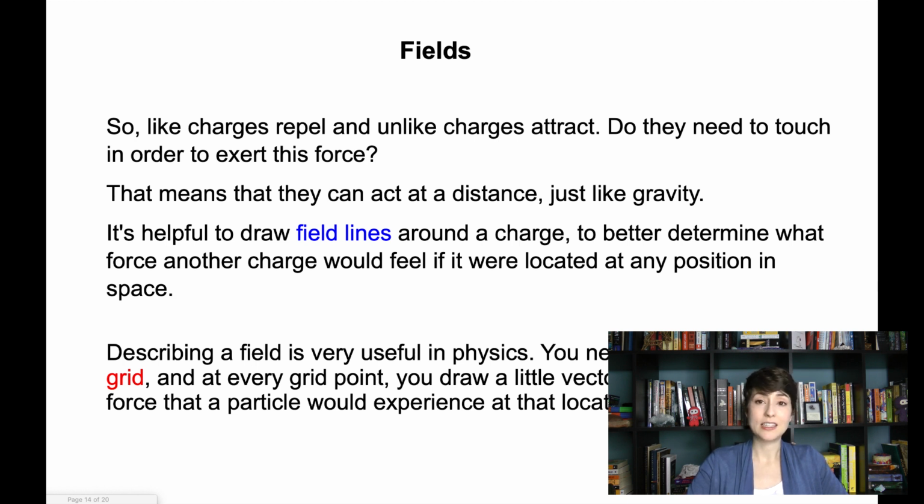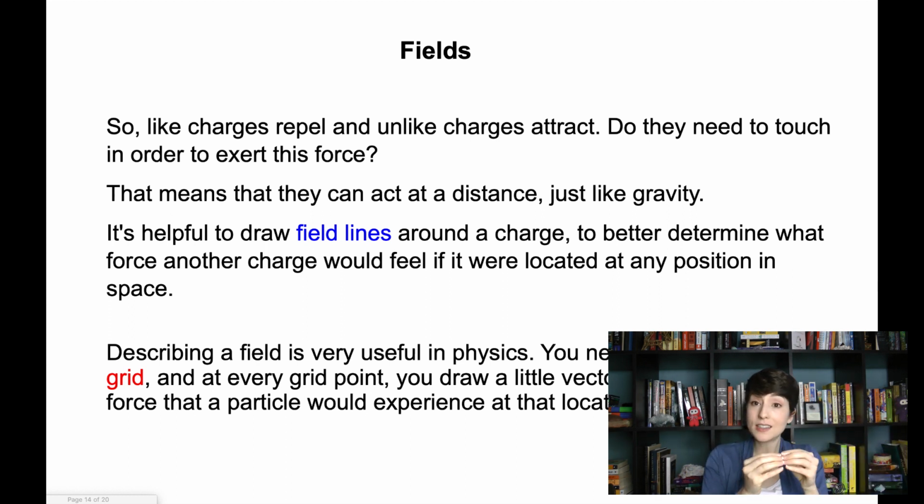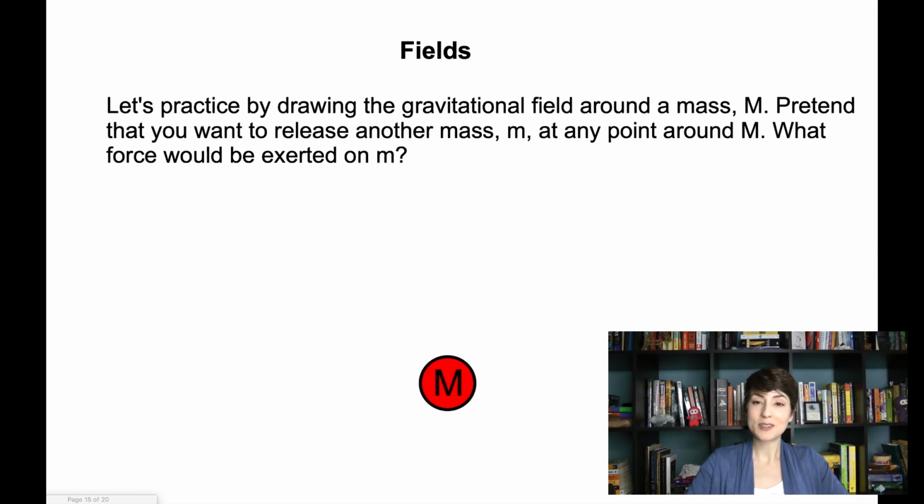When we're drawing field lines, you have to imagine a 3-dimensional grid existing around, in this case, our charge. At every single point on our grid, we're going to imagine a little vector, a little force vector, that's pointing in the direction that a charge at that location would experience a force. All of those vectors together is telling us exactly what effect that one central charge has on its surroundings. Let's start by drawing some practice gravitational field lines around the central mass, because we understand gravity.